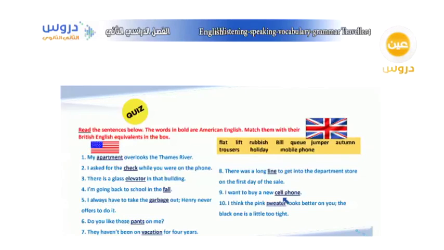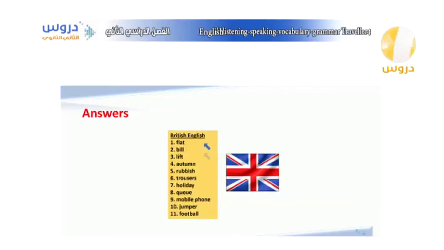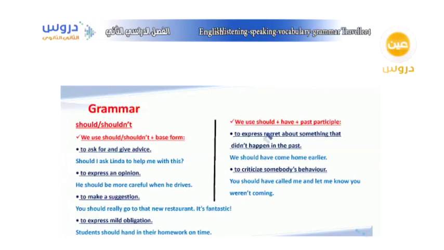Nine, I want to buy a new cell phone. Americans say cell phone, the British say mobile phone. And ten, the final one, I think the pink sweater looks better on you. The black one is a little bit too tight. Americans say sweater, but the British say jumper. So, I think the pink jumper looks better on you. The black one is a little bit too tight. That was some American and British English, as you can see: flat, bill, lift, autumn, rubbish, trousers, holiday, queue, mobile phone, jumper, football. Now let's talk about grammar.